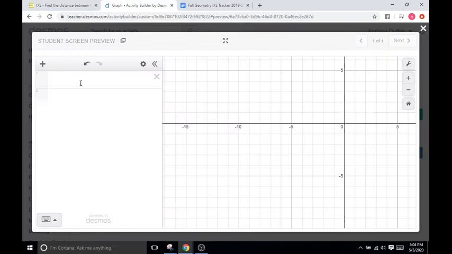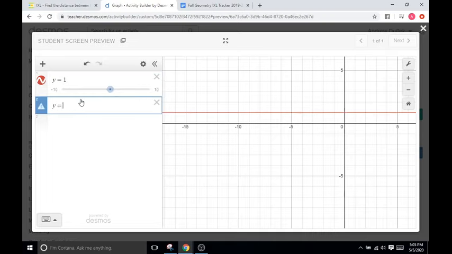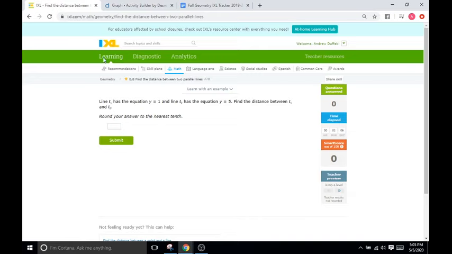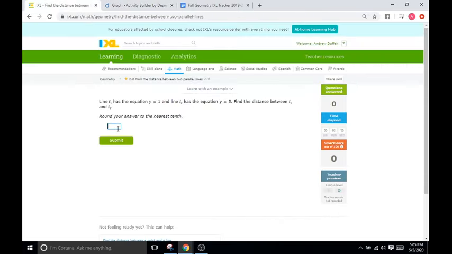So I'm going to use Desmos for today's IXL just for easy graphing purposes. So I'm going to type in y equals 1, and then I'm going to type in y equals 5, because those were the two lines that it asked for. So here's the first line, here's the second line. What is the distance between these two lines? Okay, well, it's just 1, 2, 3, 4. Just 4, right? So we'll answer 4.